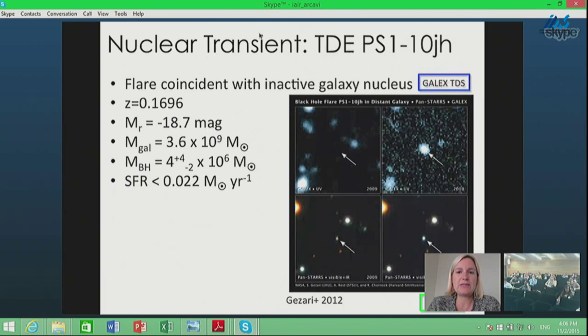So here is this PS1-10jh, which we reported in 2012. This was detected as both a UV transient as well as an optical transient, and this transient was coincident with an inactive galaxy, at a redshift of 0.17, and this host galaxy had very little signs of star formation going on, and it had a mass for which you would expect a few million solar mass black hole. So it seemed like certainly a galaxy that could host a tidal disruption event.